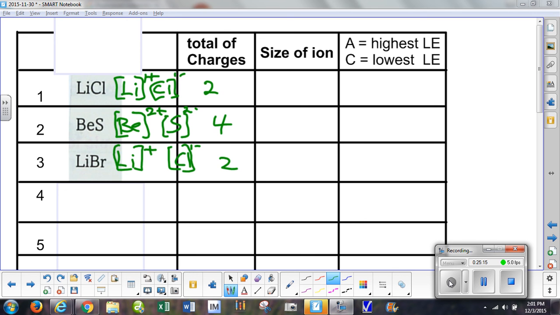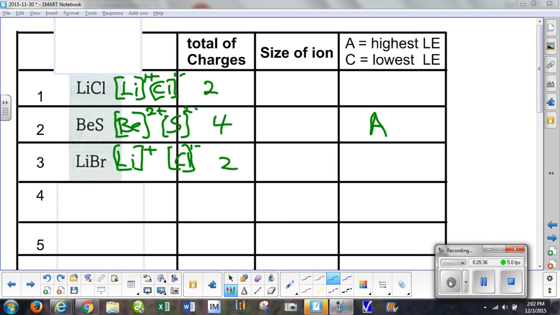We know who letter A is, right? Highest lattice energy. He's A. He's the highest lattice energy of the 3. Now, what about these two? Who's going to be the next highest? We've got to put them on the chart, don't we?